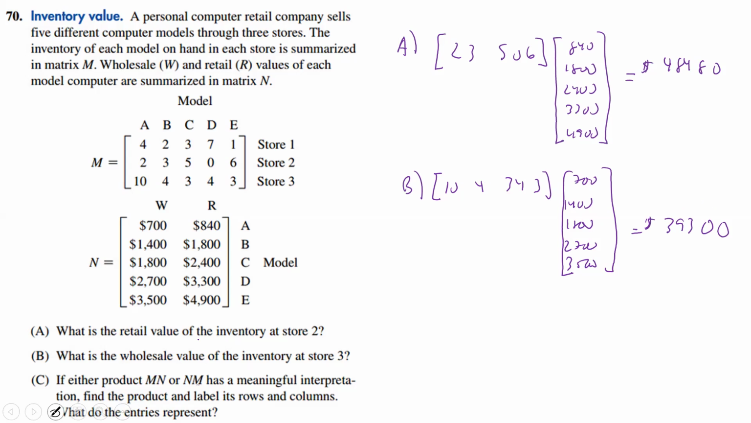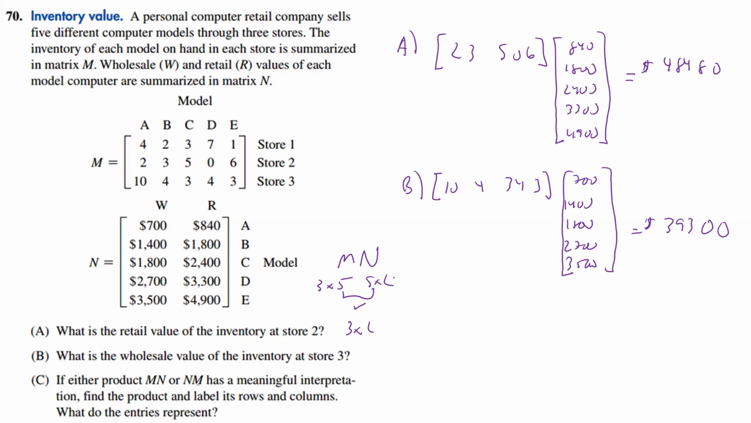Now, if either one of those has a meaningful interpretation, find the product and label its rows and columns. What do the entries represent? All right, so what do we have? So M times N is going to be what? Well, that's a 3 by 5. And this one's a 5 by 2. So that should work. And we're going to get a 3 by 2 out.